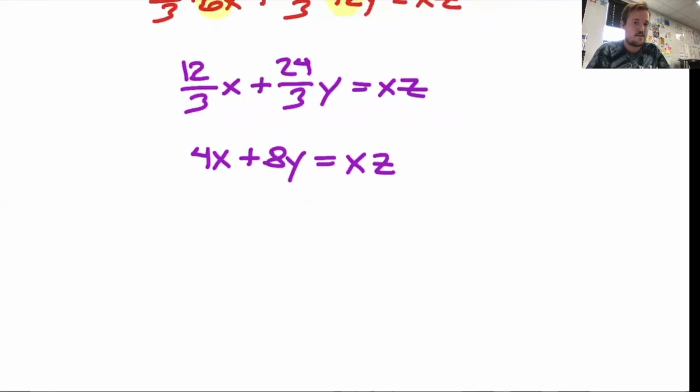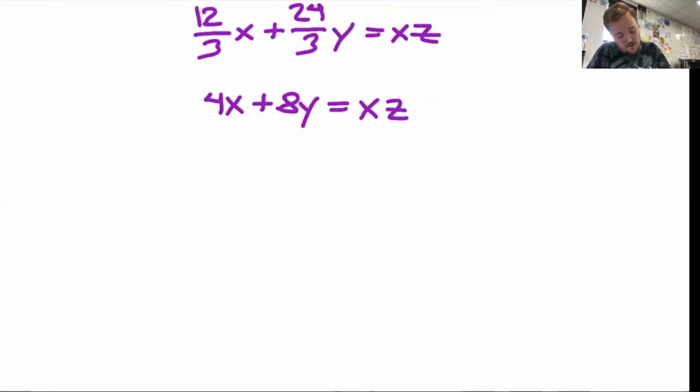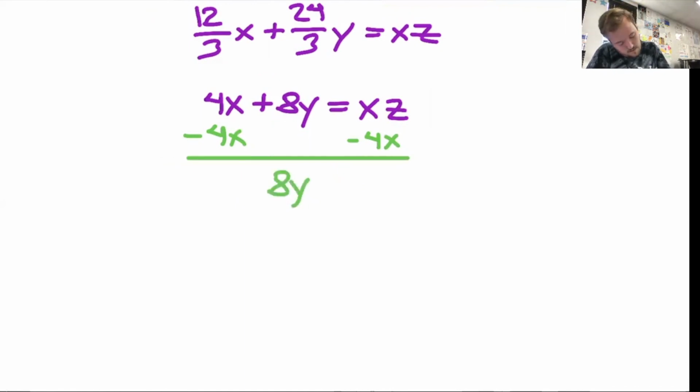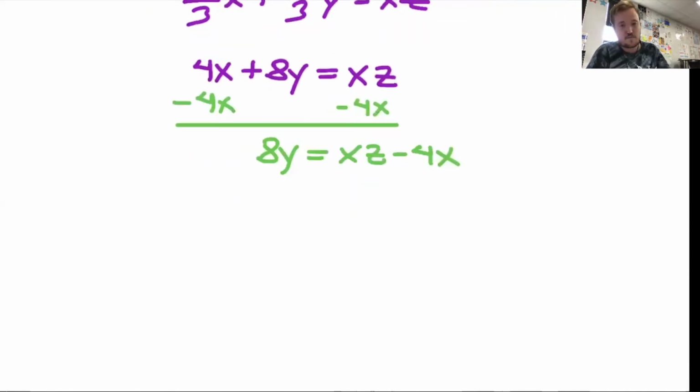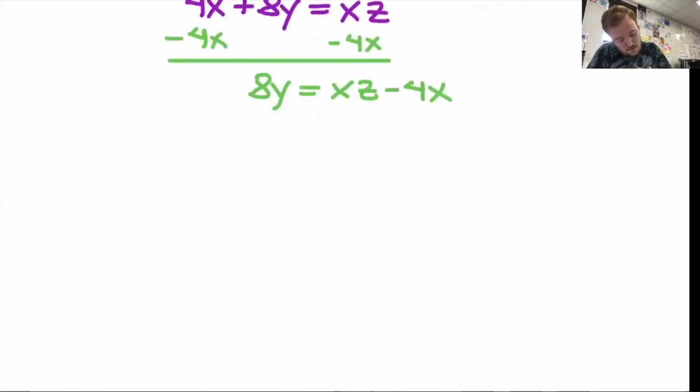We need to get the x's on the same side. So what I'm going to do is subtract the 4x on both sides. So I have 8y equals xz minus 4x. So once again, I'm going to take out that x value from both. So I have 8y equals x parentheses. To see what you have left, I'm going to mark out those x's. So I have z minus 4.